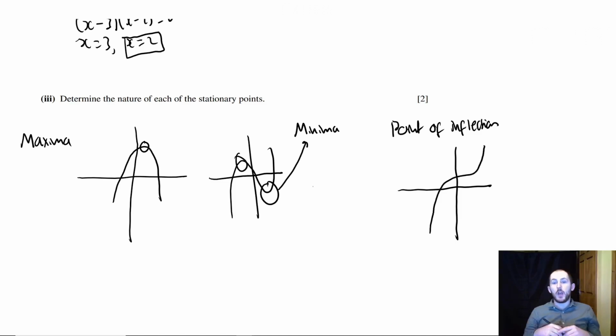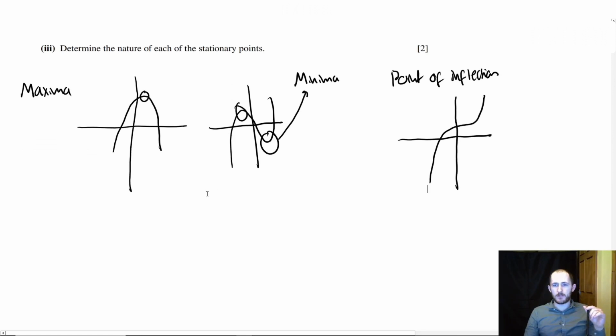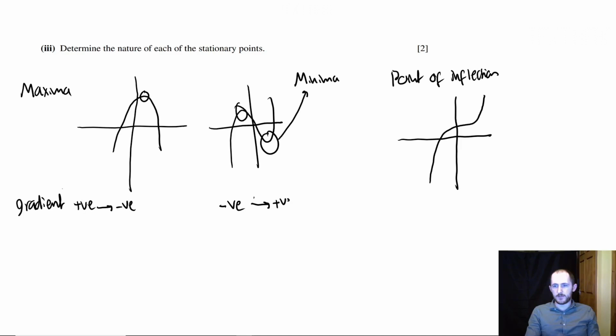Okay. So, what is the difference? Why do we care? And how can we tell the difference as well? Well, those are all very good questions. A maxima is specifically when the gradient goes from positive to negative, right? Here the gradient goes from negative to positive, and here the gradient goes from positive to positive.